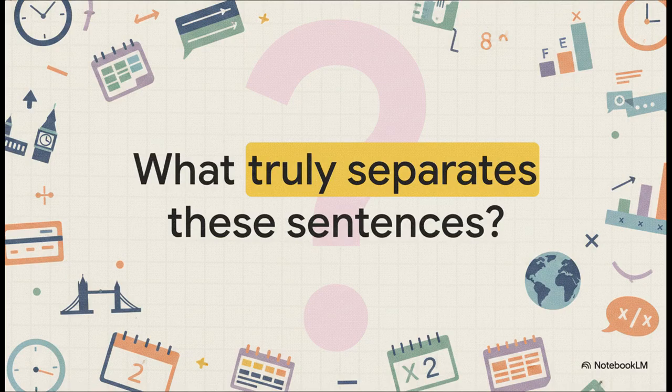So ask yourself, what truly separates these sentences if they're all talking about the exact same activity of living in London? Well, the difference lies precisely in how they handle three things: time, completion, and duration. And understanding these distinctions, that is the true separator between basic English users and confident, advanced communicators.